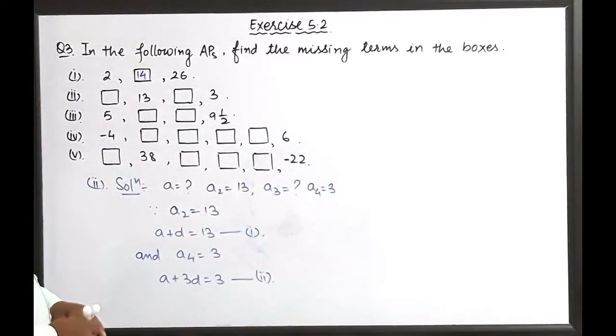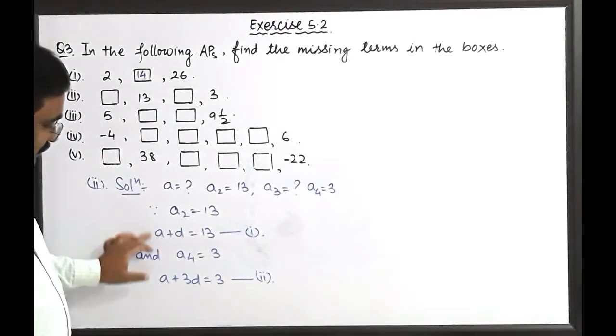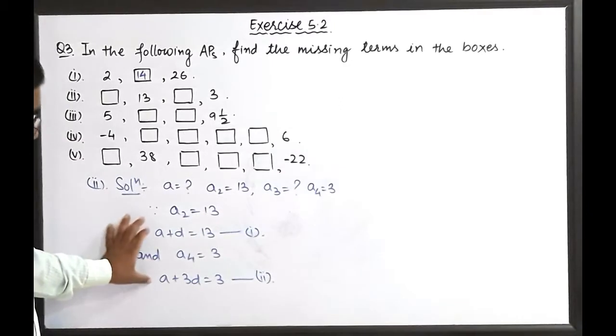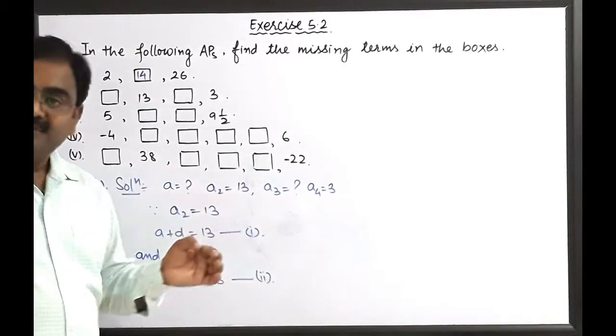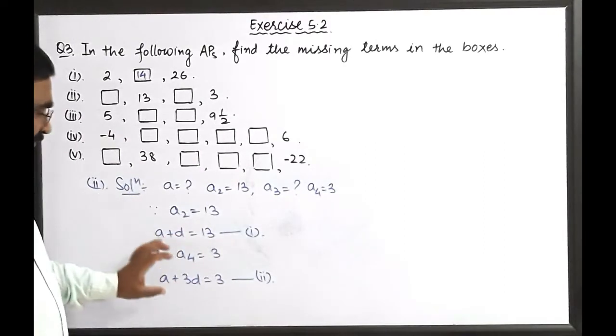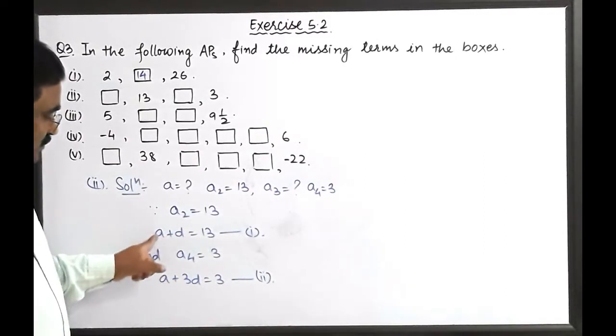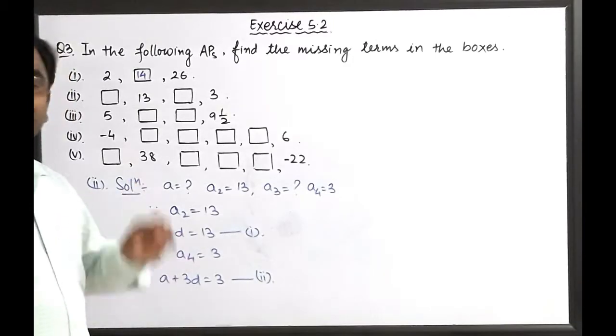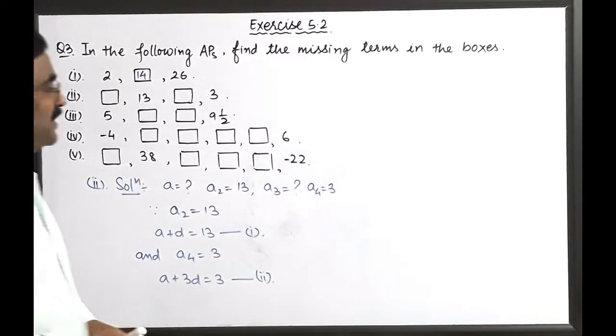Now you have to solve this equation number 1 and 2. फर्स्ट एंड सेकेंड इक्वेशन we have to solve. फर्स्ट और सेकेंड इक्वेशन हम सॉल्व करेंगे, एंड आफ्टर सॉल्विंग we will get the value of small a, the first term, and the common difference d. So let us solve this.